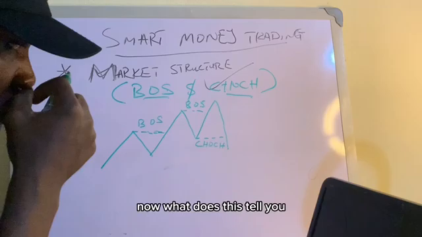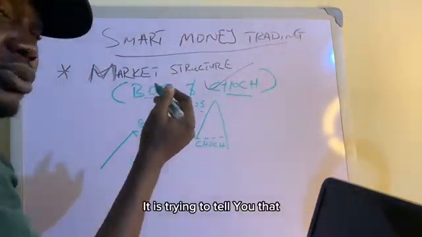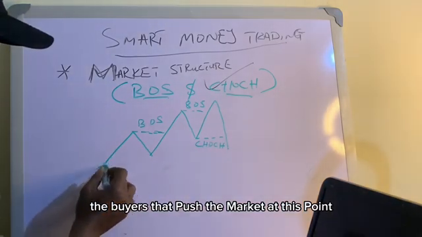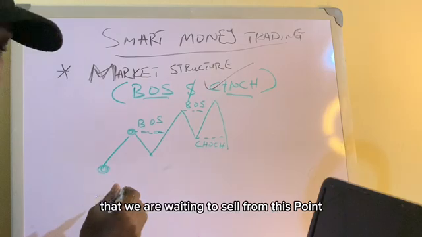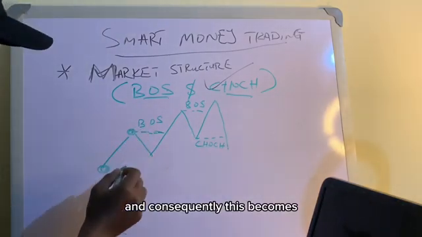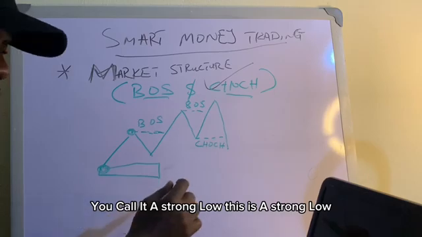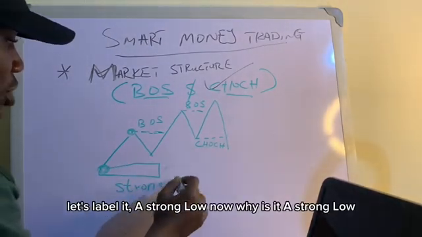Now, what does this tell you? When a market makes a break of structure, it is trying to tell you that the buyers that pushed the market at this point were able to take out the sellers that were waiting to sell from this point. And consequently, we call this a strong low.